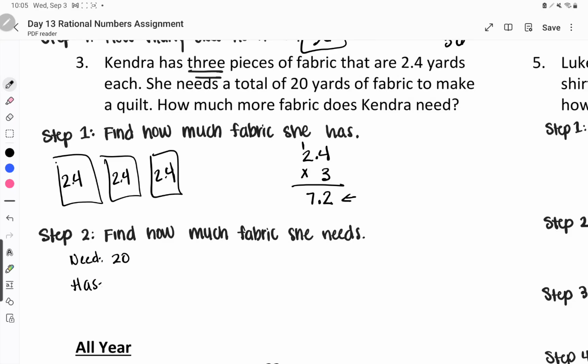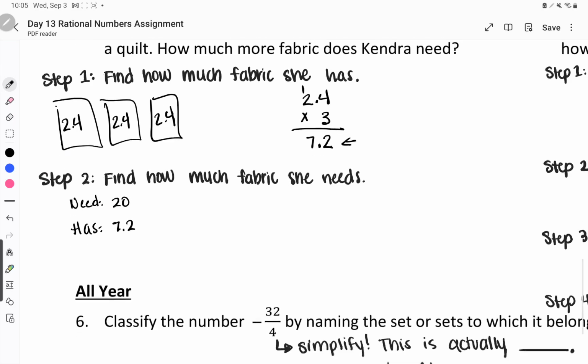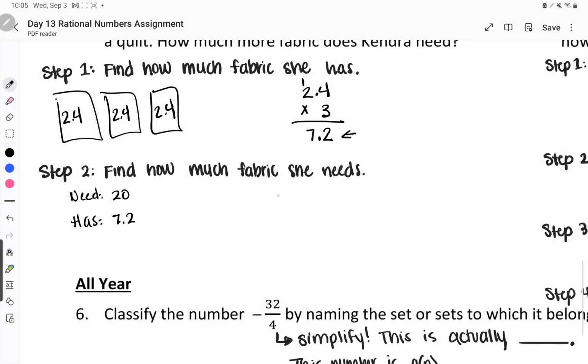And she has 7.2. So how do we figure out how much she needs? We subtract. We do 20 minus 7.2. Well, if I look, this right here has a decimal. My 20 does not. So we attach a decimal onto the end of 20. Remember, when we add or subtract, we have to line up our decimals. So there's 7.2. Then we tack on a 0.